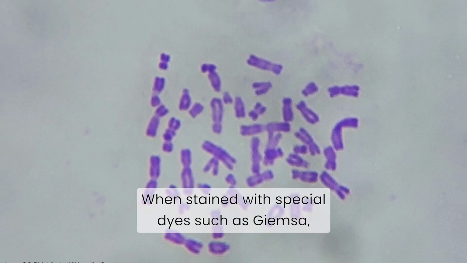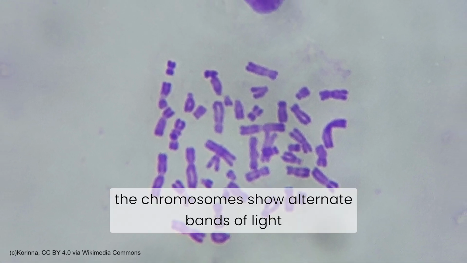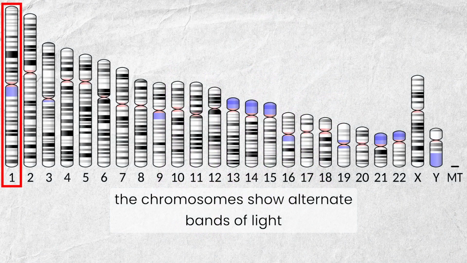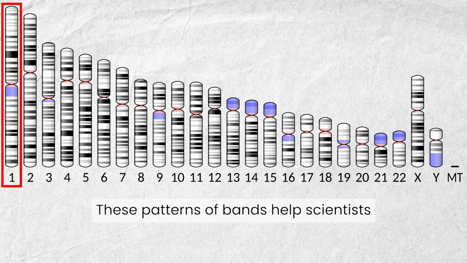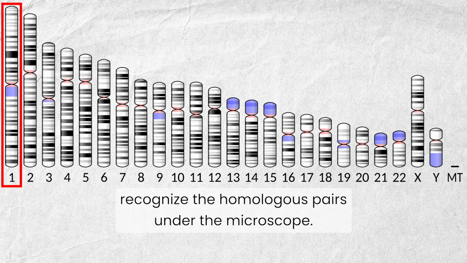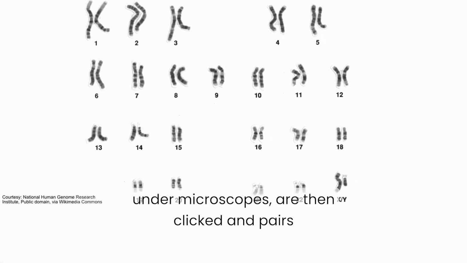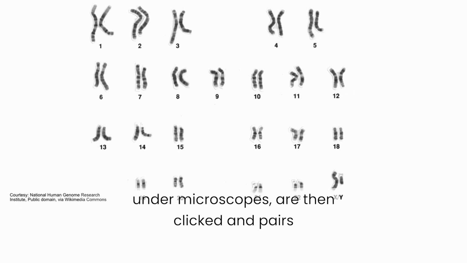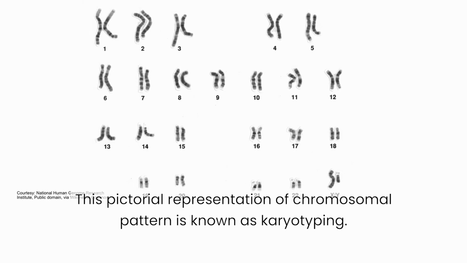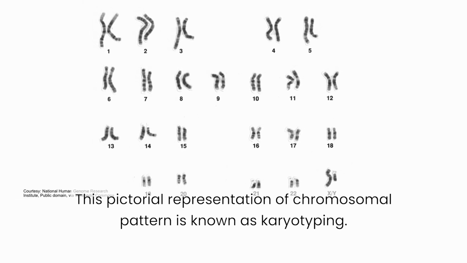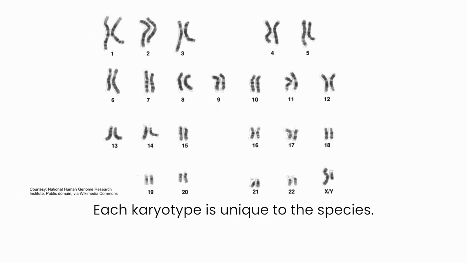When stained with special dyes such as Giemsa, the chromosomes show alternate bands of light and dark staining. These patterns of bands help scientists recognize the homologous pairs under the microscope. Micrographs, which means photographs taken under microscopes, are then clicked and pairs are shown side by side. This pictorial representation of chromosomal pattern is known as karyotyping. Each karyotype is unique to the species.